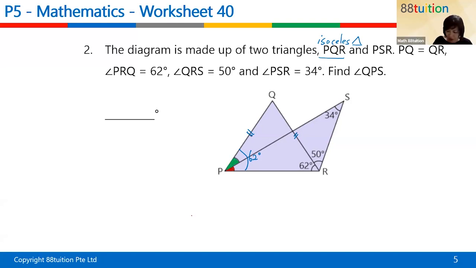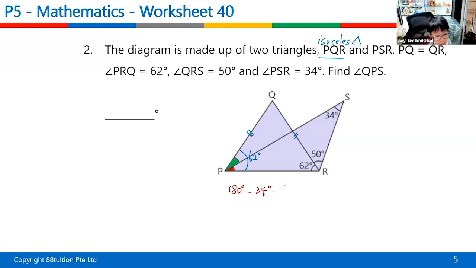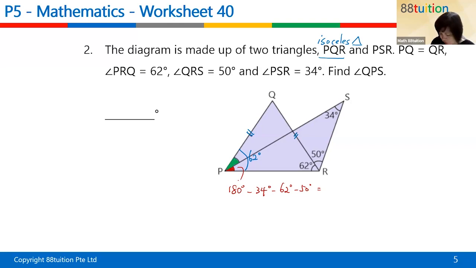Okay, can you help us to find the red color angle of SPR? How to find SPR? To find SPR, you must use 180 degrees minus 34 degrees minus 62 degrees, which gives 50 degrees. Okay, so this is meant for this question.